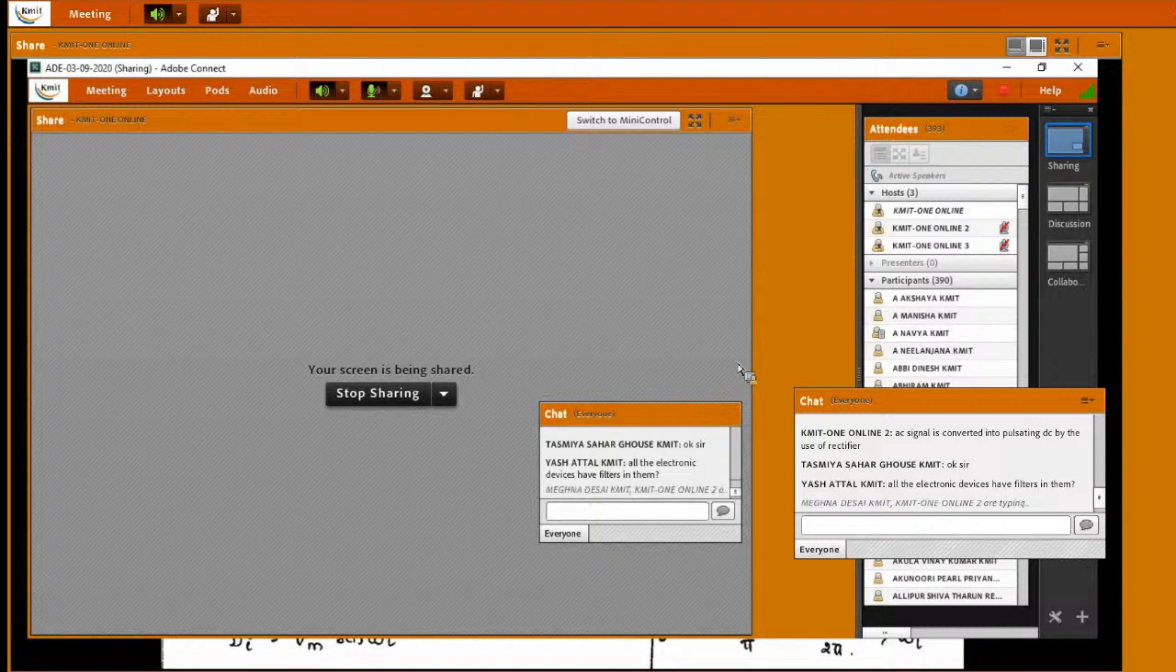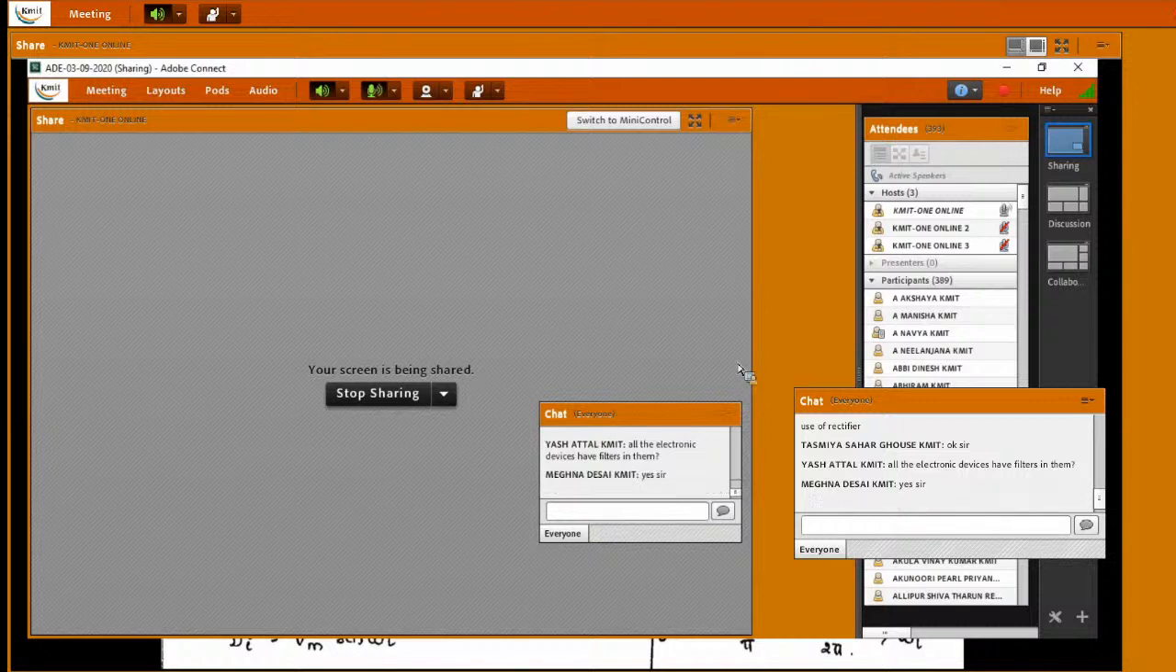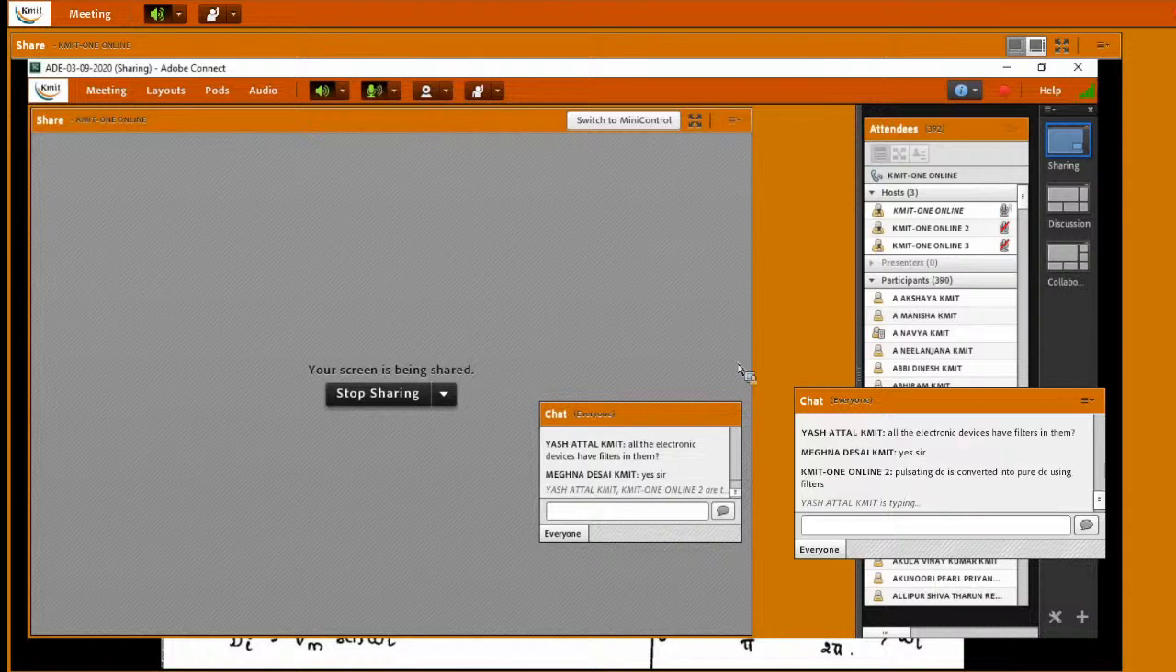Absolutely. In every device, wherever the rectifier is there, the rectifier is always followed by a filter. If there is no filter, there is no purest form of DC.